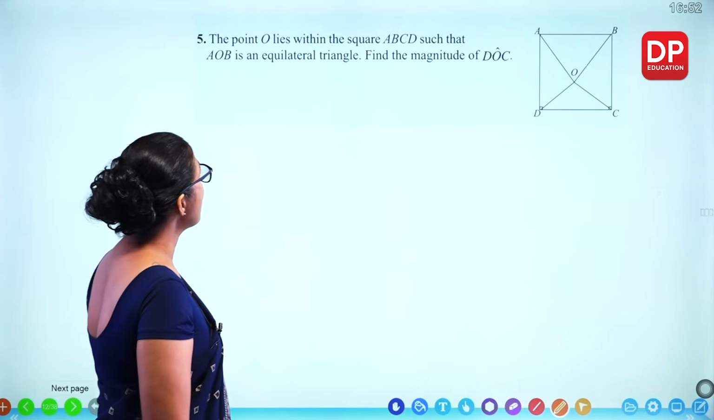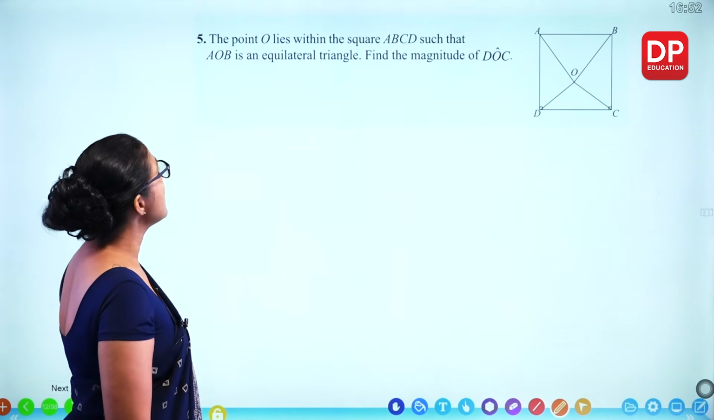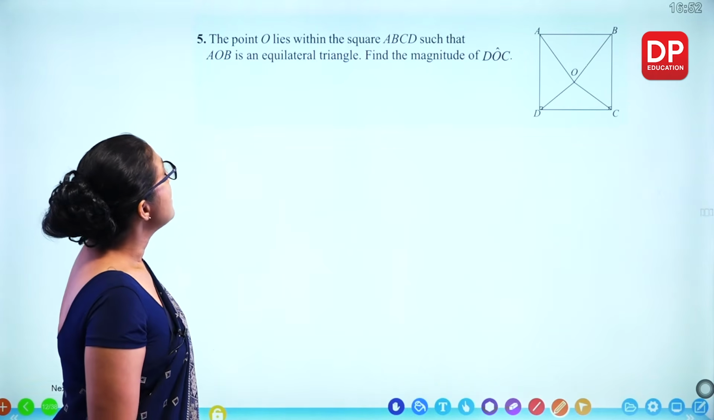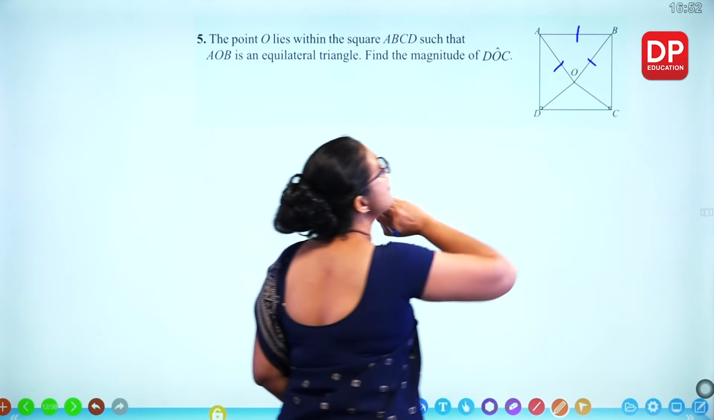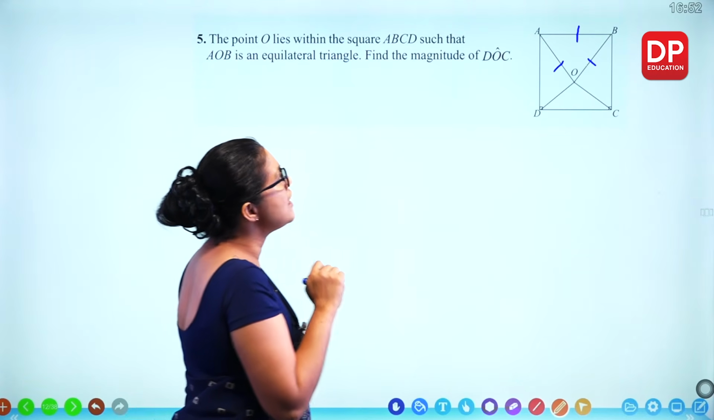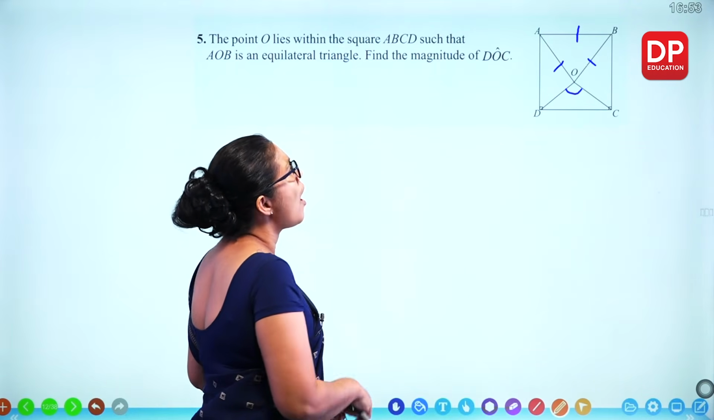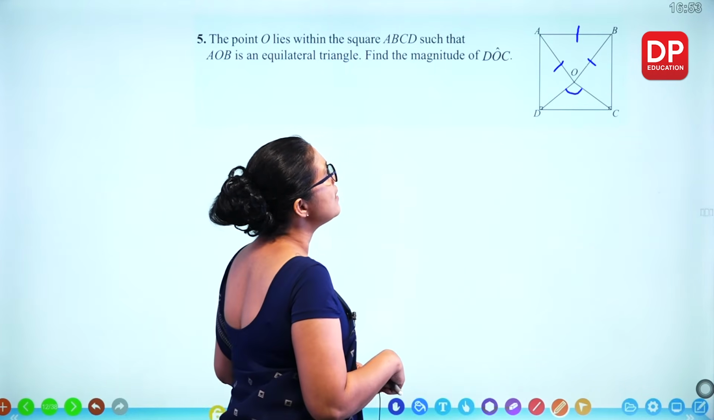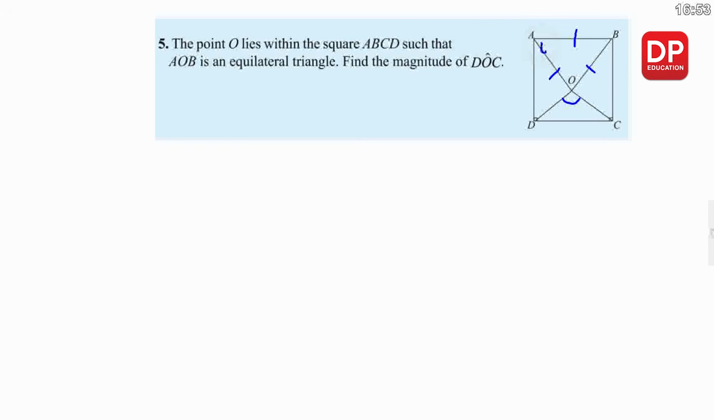So, you are given a diagram. The point O lies within the square ABCD such that AOB is an equilateral triangle. This is the given equilateral triangle, so all sides are equal. Find the magnitude of DOC. DOC is this angle. So how can we start? We know all these angles are 90 degrees. Here, this is an equilateral triangle, so this is 60, this is 60, and this is 60.